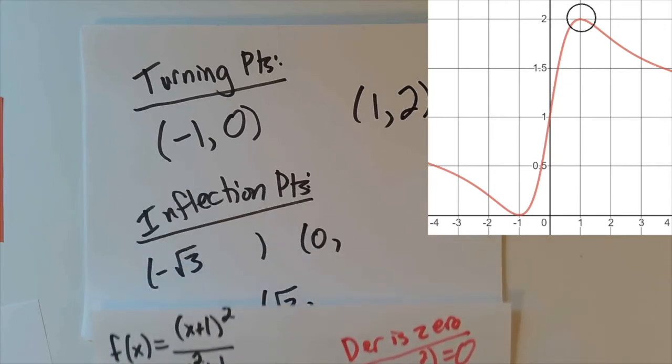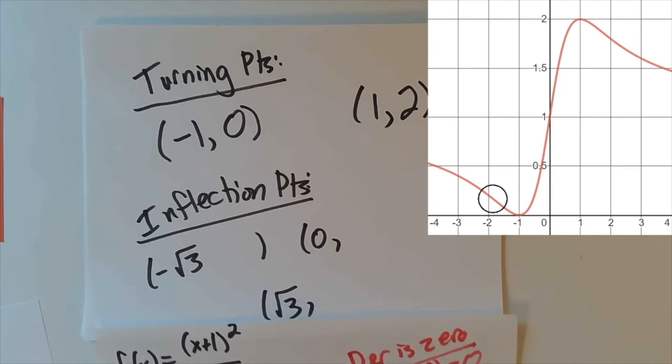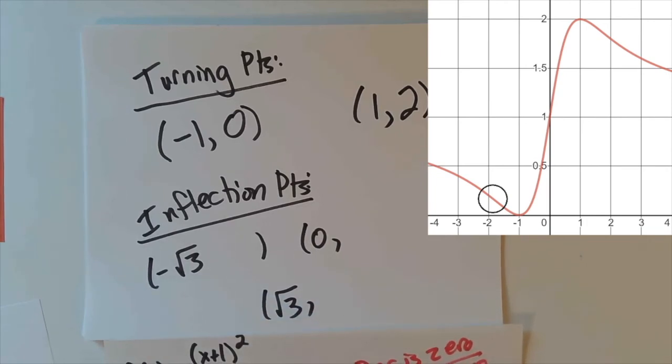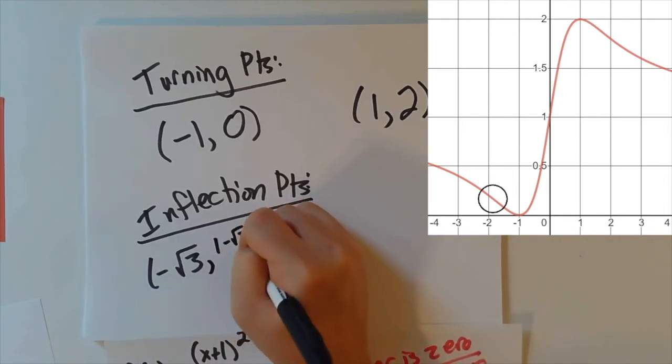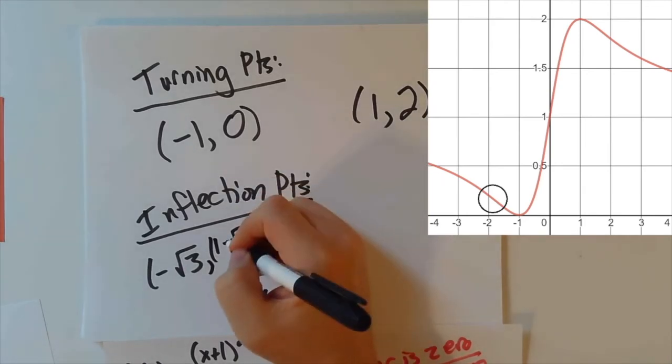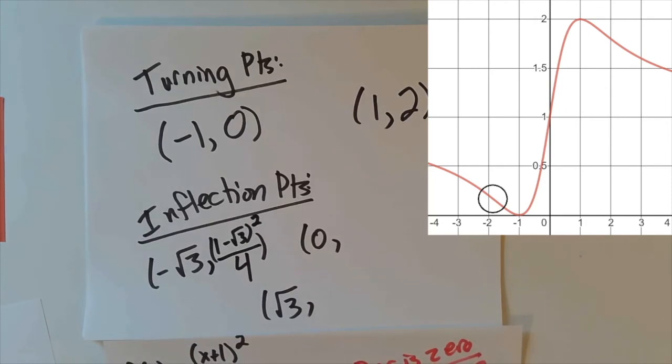Okay, now we're going to talk about the inflection points. So this inflection point, somewhere about in here, where it switches between being concave down and concave up. It's a little hard to see exactly where it is, but it's somewhere in here. And so when we plug this in, we're going to get 1 minus the square root of 3 squared over 4, because minus the square root of 3 squared in this case is 3, plus 1 is 4.